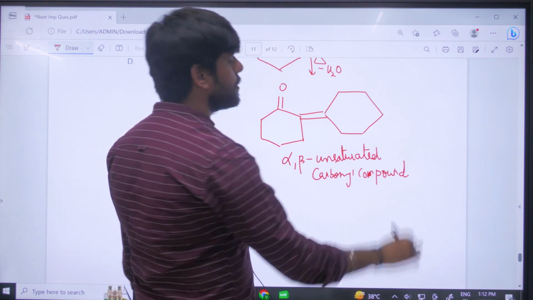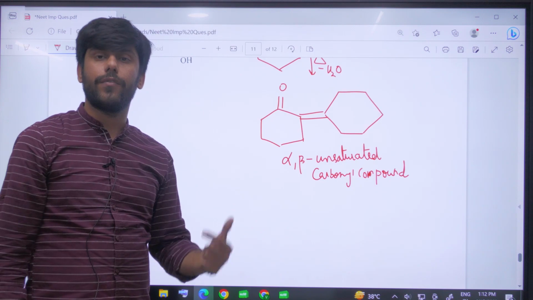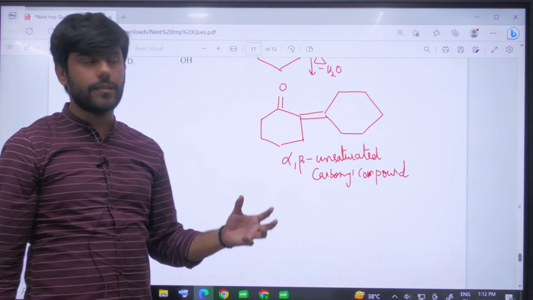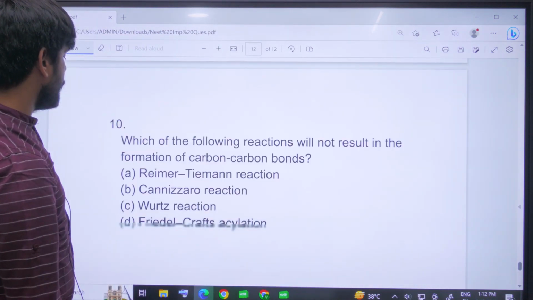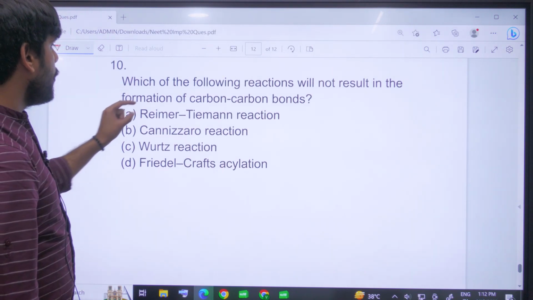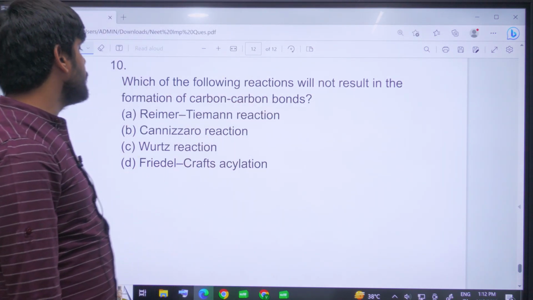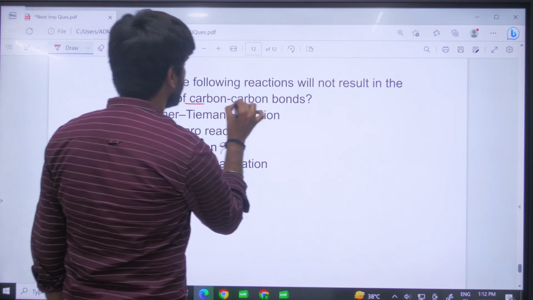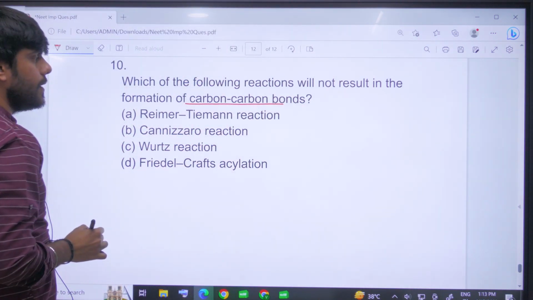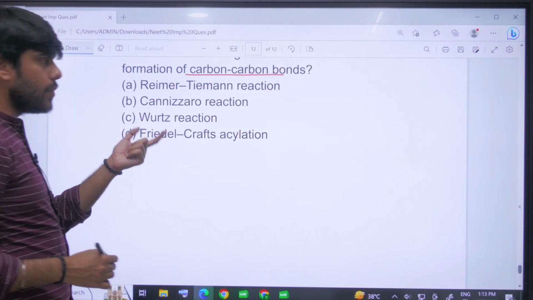Please know that these reactions are very important, and it will definitely help you in the upcoming NEET exam, right? The last question for the day: which of the following reactions will not result in the formation of carbon-carbon bonds? All right, we will see all the 4 reactions one by one.